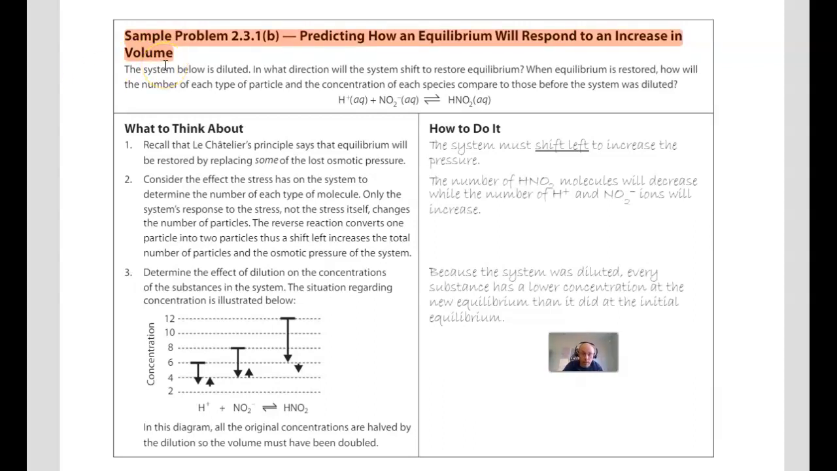System below is diluted. Water is added to it. All the ions will be at a lower concentration. In what direction will the system shift to restore equilibrium? And when it's restored, how will the number of each type of particle and the concentration compare to before?